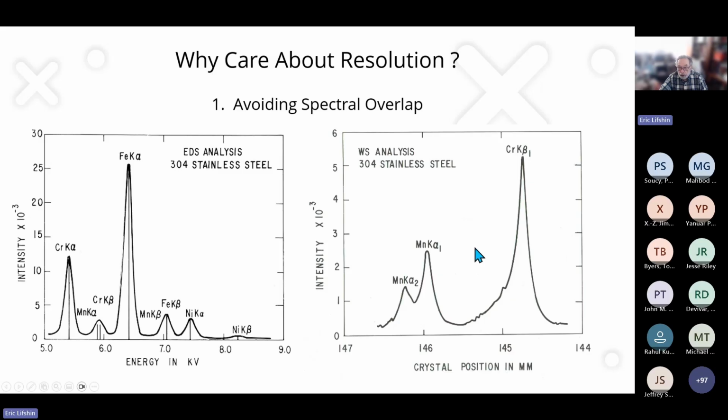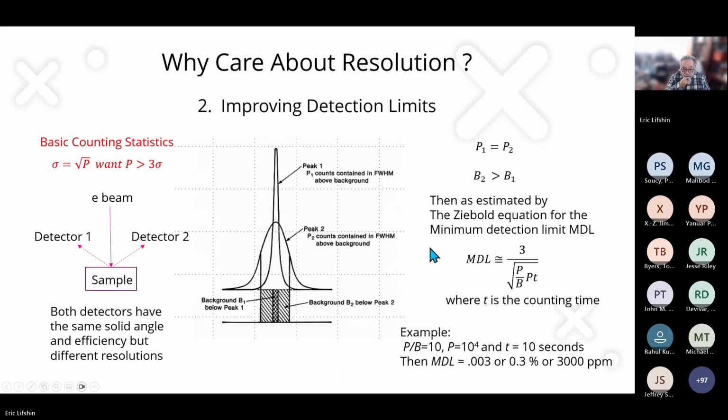And yet over here, if I look at the same thing with a wavelength spectrometer, which has 10 times the energy resolution, not only can I split the chromium K beta from the manganese, I'm even splitting out the manganese K alpha 1 from the K alpha 2.